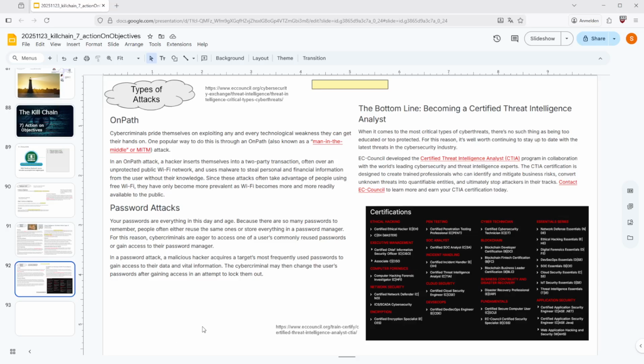So cyber criminals pride themselves on exploiting any and every technological weakness they can get. Yes, pride. Pride is sometimes a motivation. Some hackers, they don't hack you for money, they hack you because they want to prove something to somebody. And you usually do that by hacking the biggest company you can get your hands on.